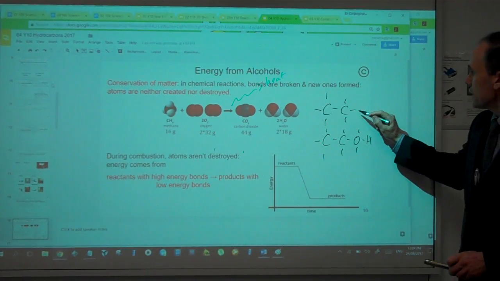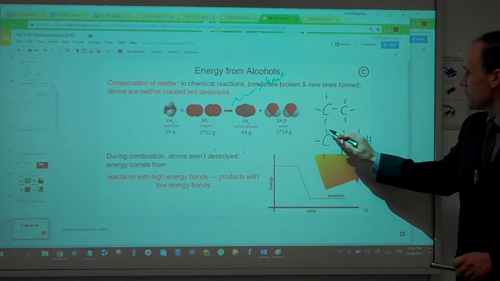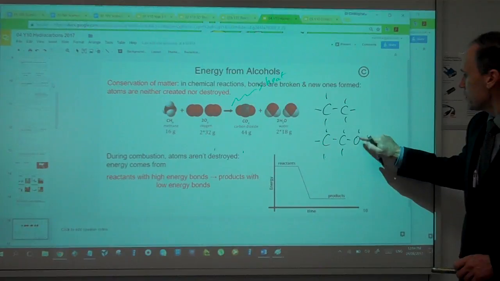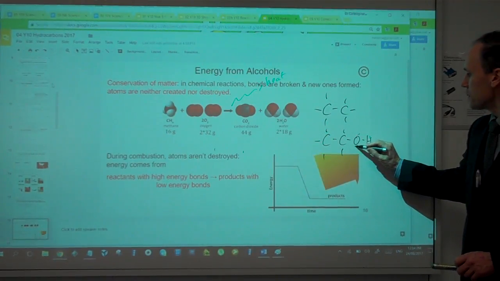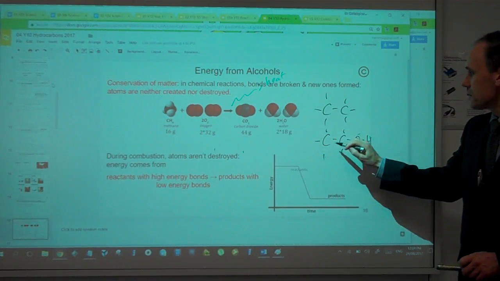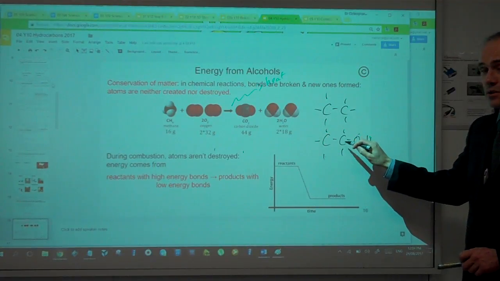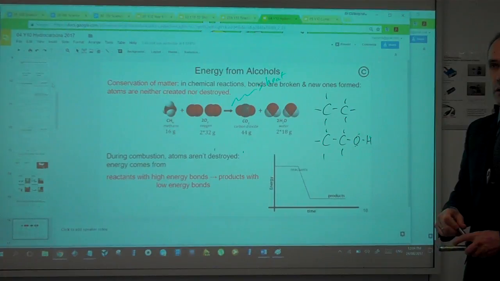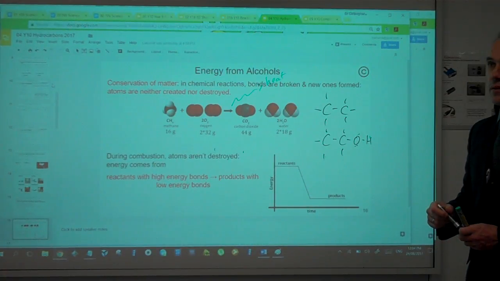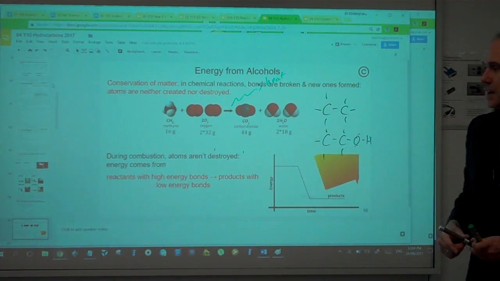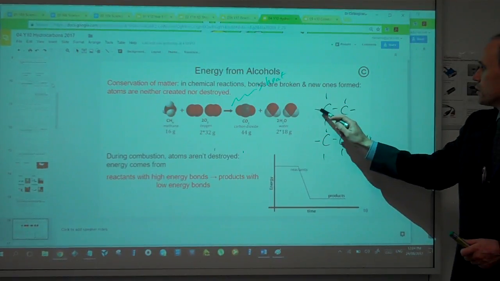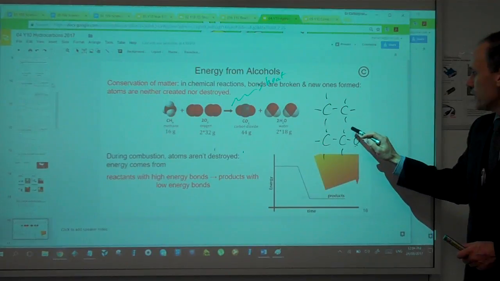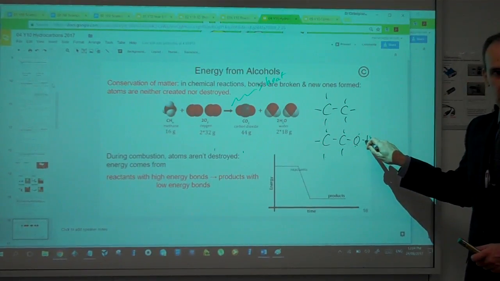No. This has 1, 2, 3, 4, 5, 6. 6 hydrogens, 2 carbons, 2 carbons. But that has an oxygen. So, what's that oxygen got to do with anything? It has more bonds. Count them. 1, 2, 3, 4, 5, 6, 7. 1, 2, 3, 4, 5, 6, 7, 8.